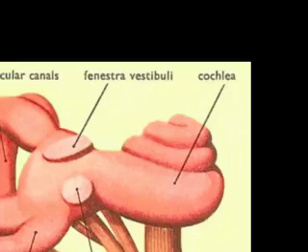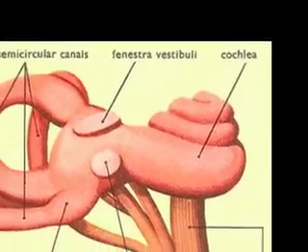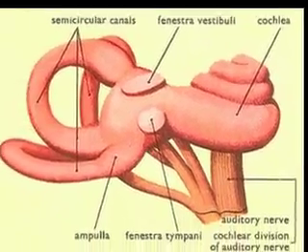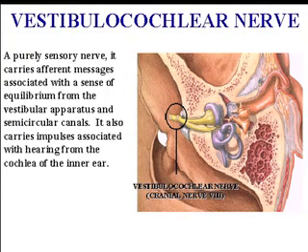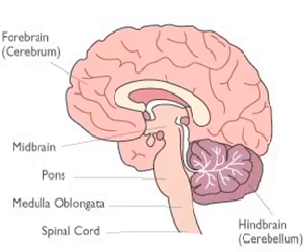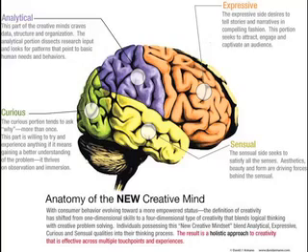Step 6. The cell bodies of the sensory neurons that monitor the cochlear hair cells are located at the center of the bony cochlea in the spiral ganglion. From there, the information is carried by the cochlear branch of cranial nerve number 8 to the cochlear nuclei of the medulla oblongata for distribution to the other centers of the brain.